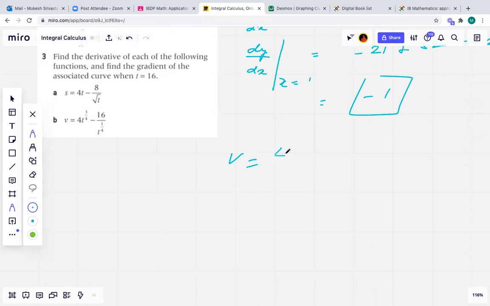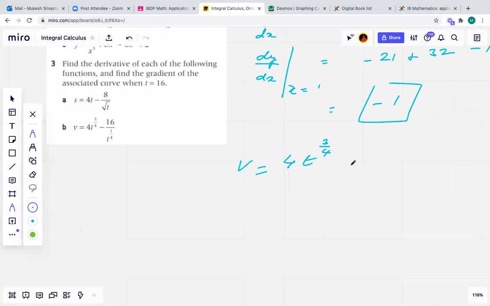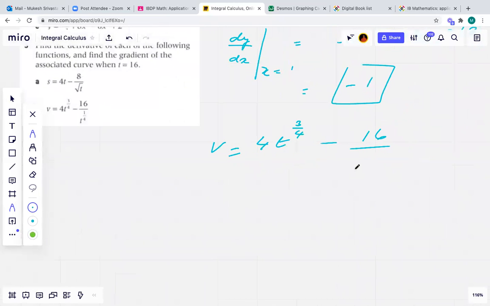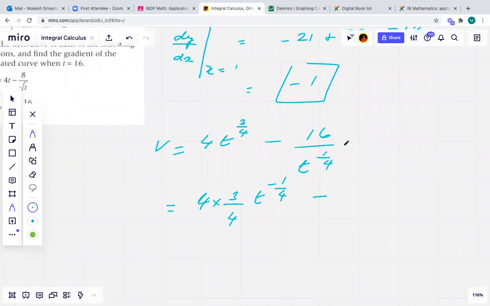So 40 upon 3 to the power 4, so it will be 3 by x to the power minus 4. No, not minus 4, it is 1 upon 4. You meant this, yes, correct. Now this is 3 raised to minus 1 upon 4.